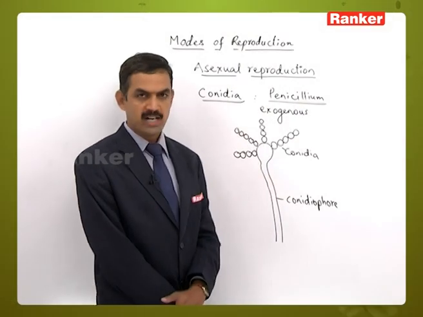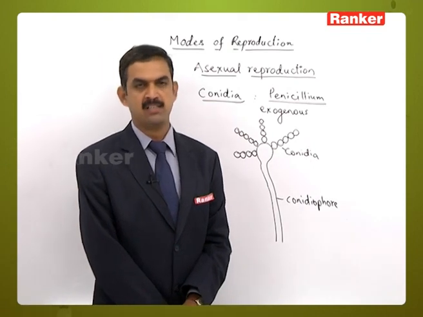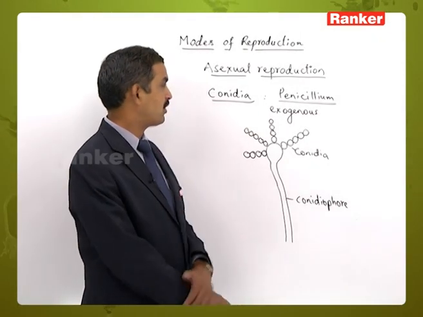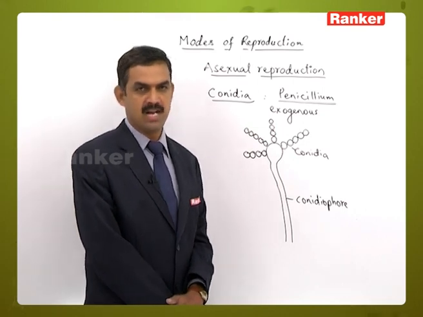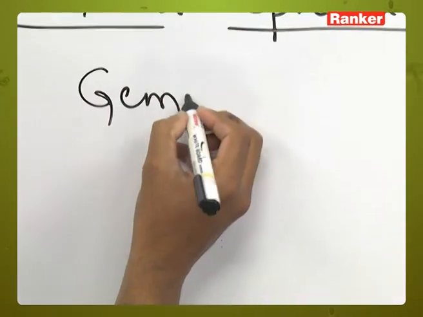These are also non-motile spores, and when they are liberated, they are carried by passive winds, fall on a suitable substratum and germinate to give rise to the daughter plants. So, these are the 5 types of spores which are observed in various groups of plants. Okay, next type of asexual reproduction is by gemmae.